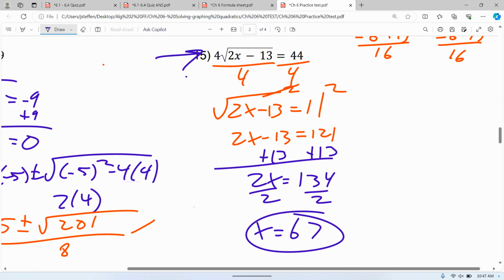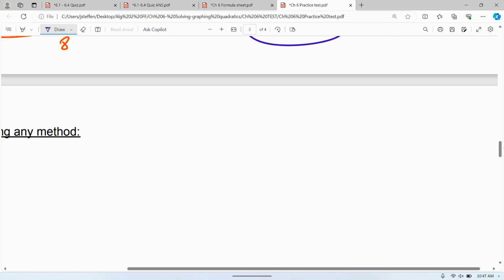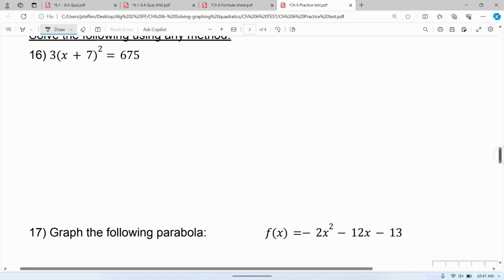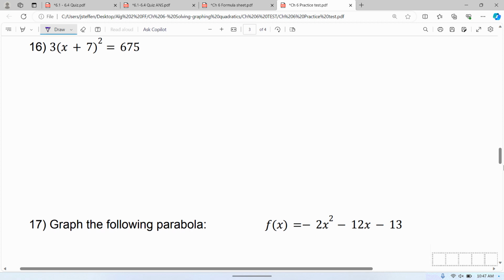Okay, moving on. This one we'll get 2 answers because we have x squared. So the easiest way to do this one is we have to get the parentheses all by themselves first. So 675 divided by 3 is 225.